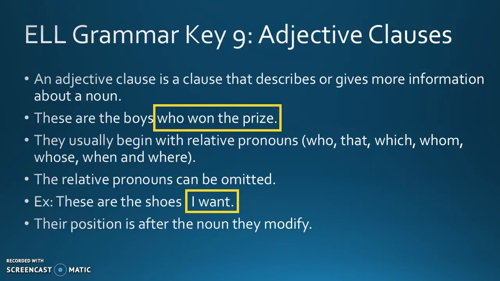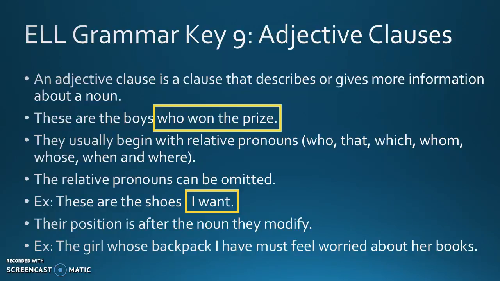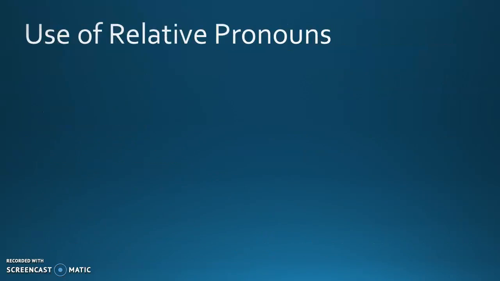The position, we know that adjectives go before the noun. So adjective clauses are going to go after the noun they modify. So look at the example. The girl, which girl, whose backpack I have, must feel worried about her boots. Okay. Adjective clauses, as you see them, have a subject and a verb. So they are clauses. That's why we call them clauses, because they have a subject and a verb.